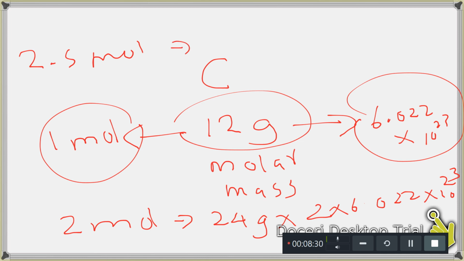I have to find my calculator. You can do it with me. 12 into 2.5 is 30 grams. And then the number of atoms is 2.5 into 6.022 into 10 to the power 23. So that's how you do the calculation.